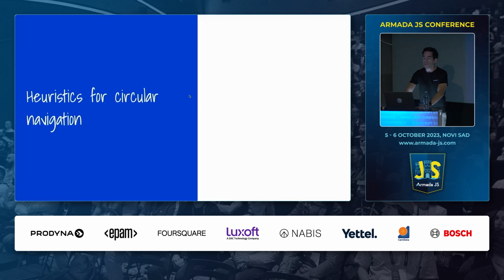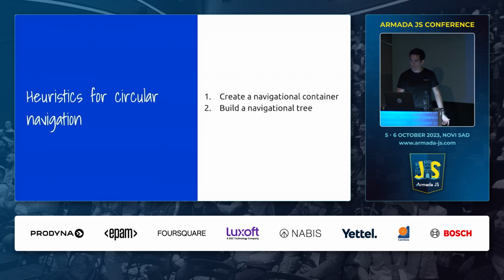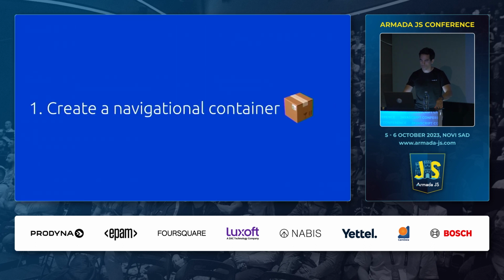The heuristics for the circular navigation is that first, we need to create a container to say what elements are going to be part of this section and which ones not. Then we will build the navigational tree, so we move away from the list. And now we update the node selection algorithm.